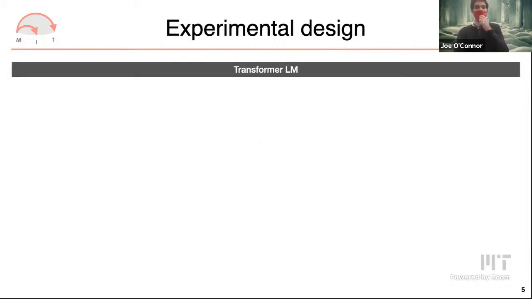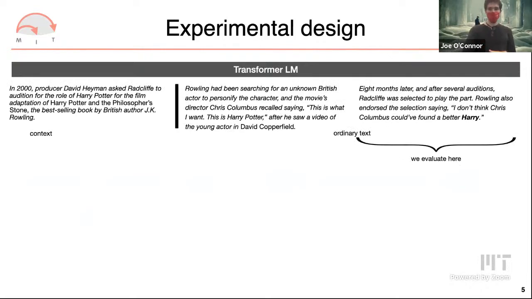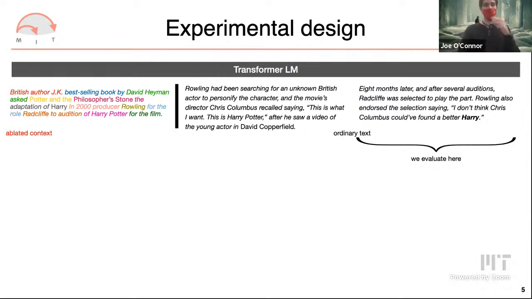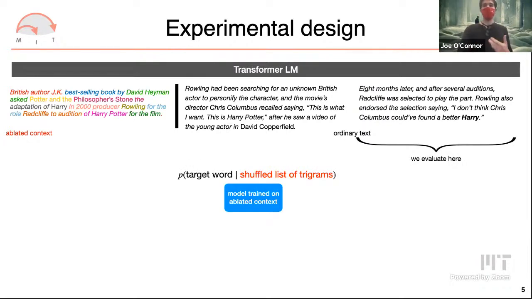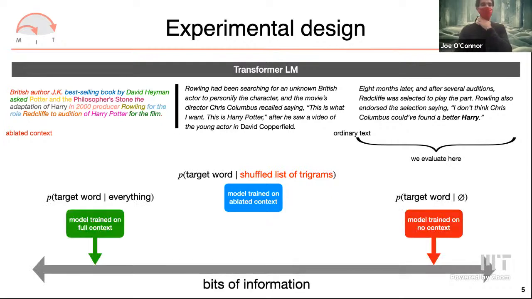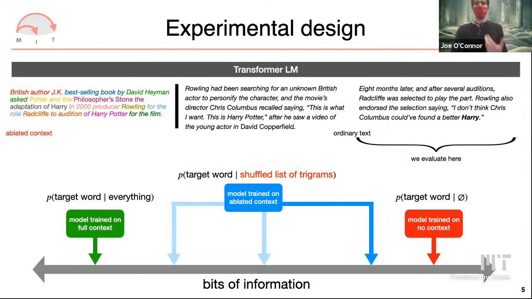So more concretely, we'll start with a chunk of text and divide it into a context and a target region. Then we'll apply an ablation, like breaking a sentence into trigrams and then shuffling them, to the context. We'll train the language model to predict given the ablated context, along with our skyline and baseline models. And then we'll measure the model's negative log likelihood on held out data, and we'll see where our ablated model falls on the spectrum. The closer the performance is to the skyline, the less information is removed by the ablation.